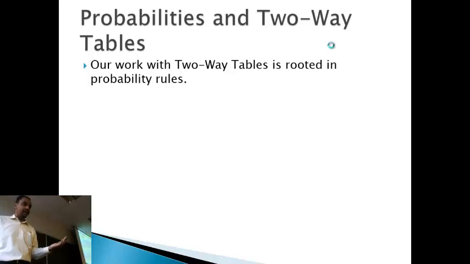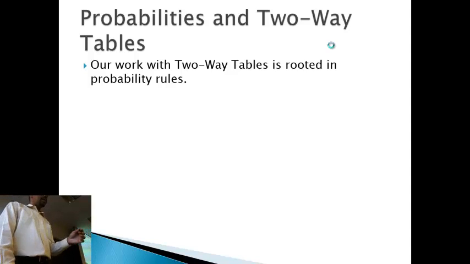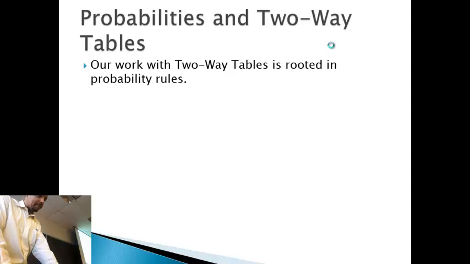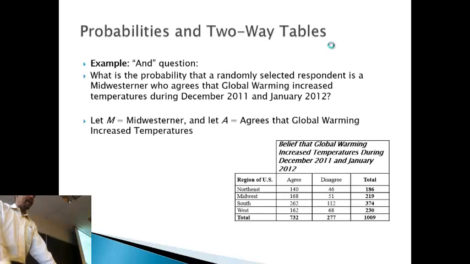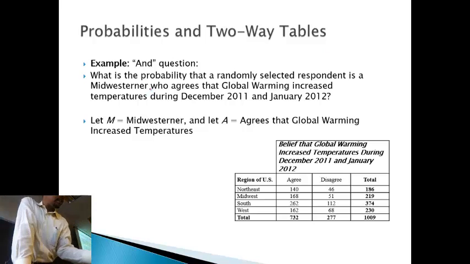Okay, so then back to two-way tables. Two-way tables are rooted in probability rules. So I'm going to have my dear friend Megan help me with these. Megan's on the spot. What is the probability that a randomly selected respondent of all the respondents is a Midwesterner who agrees that global warming increased temperatures? So I'm looking for the probability of Midwest and agree.